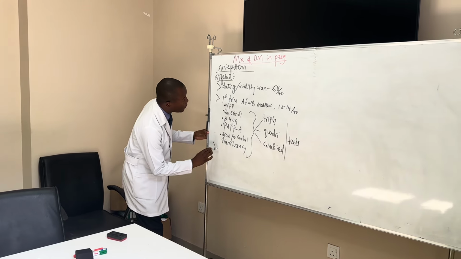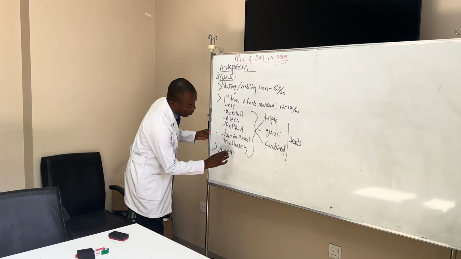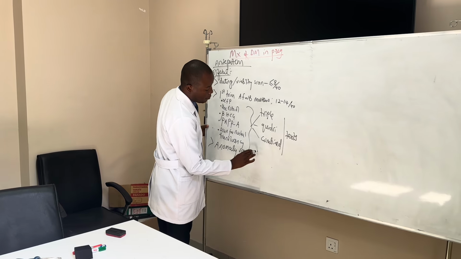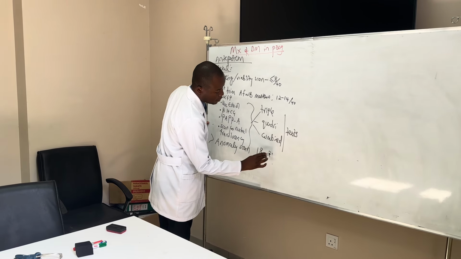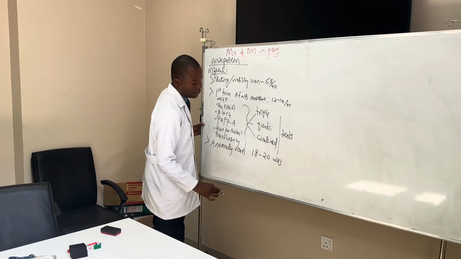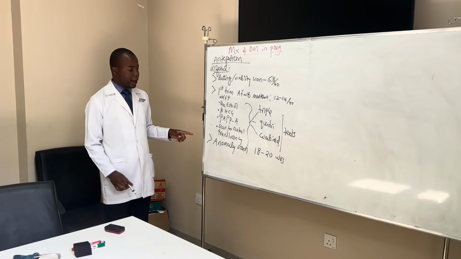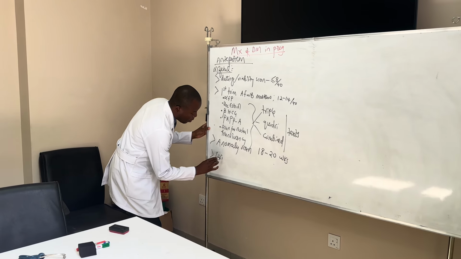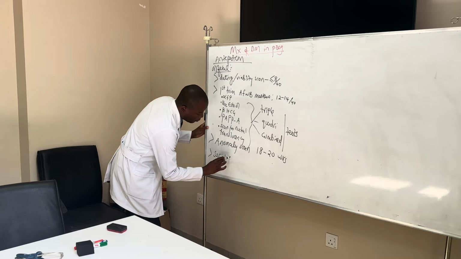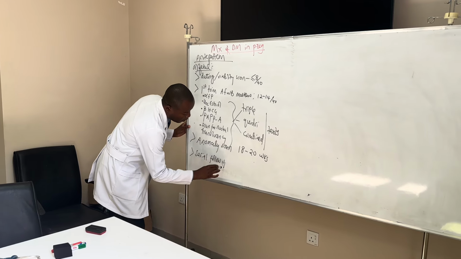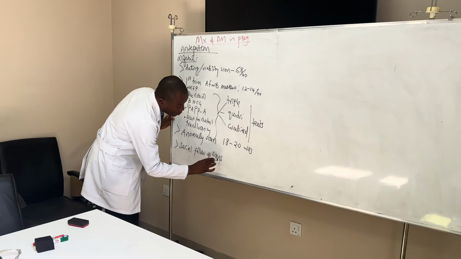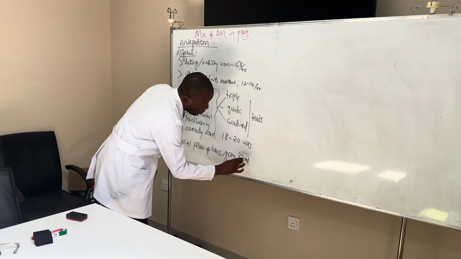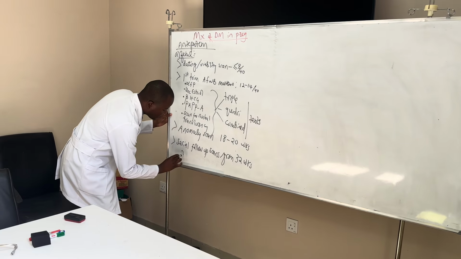Then you do what is called an anomaly scan. This one should be done between 18 to 20 weeks. Then after this scan, you need now to do what is called the serial scans or follow-up scans. So from, let's say, 32 weeks, and this will be done two weekly.